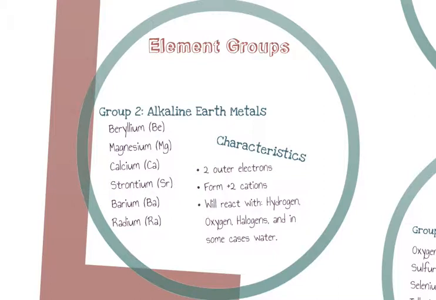In group 2, we have the alkaline earth metals. The ones that I want you to know are magnesium and calcium. Calcium is especially important when we talk about our bones. Some characteristics of these alkaline earth metals are that they have 2 outer electrons, which is indicated by their group number. Group 2, 2 outer electrons. These form +2 cations, and that's because they lose 2 electrons, meaning they have 2 extra protons. These will react with hydrogen, oxygen, and halogens, and in some cases water.